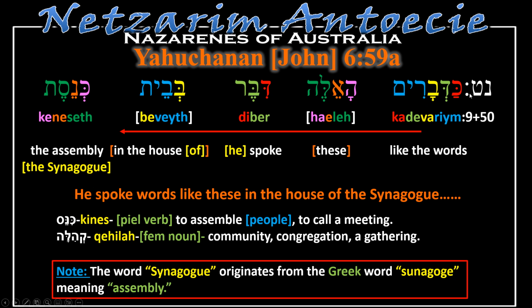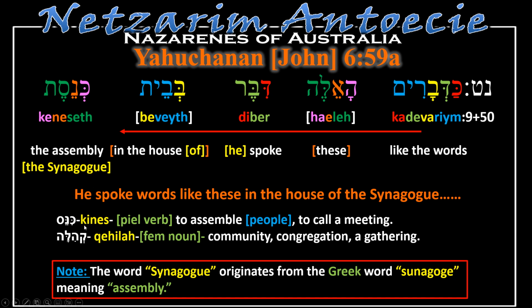Like the words. The kaf is like. Ha-ele. These. Diber, he spoke, because the word diber means to speak. Bevet, in the house, and I've added of. Knesset, the assembly. Translated as the synagogue, but we know that Knesset is also the government of Israel today. So it literally means the assembly. But it's referring, of course, to the synagogue, which isn't even a Hebrew word.